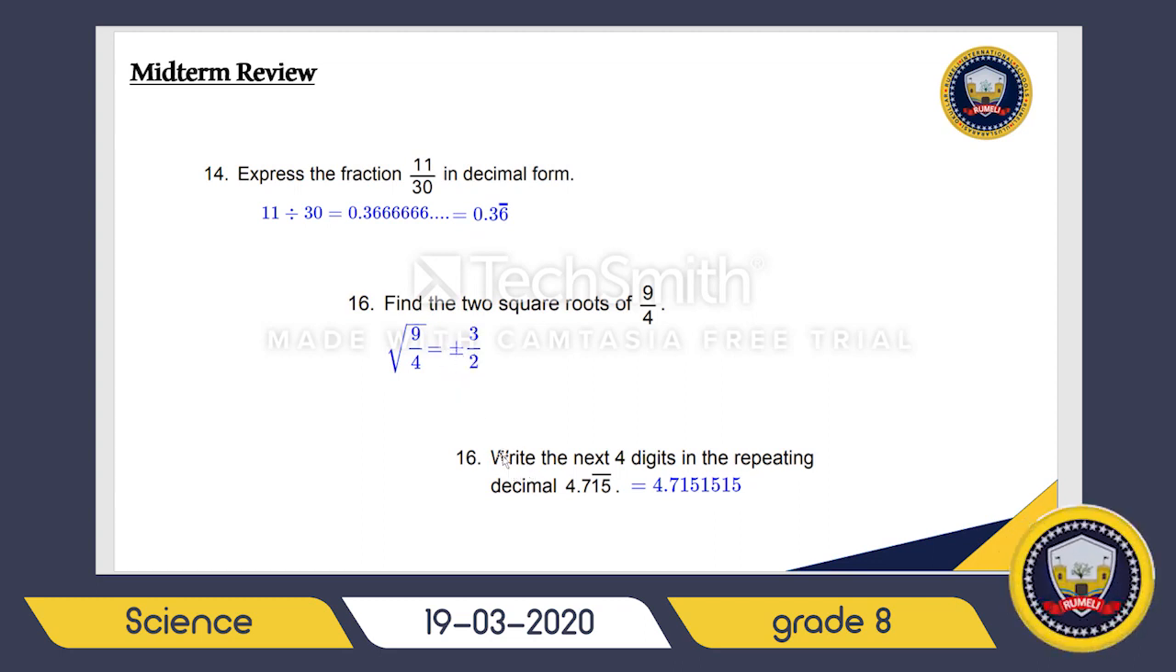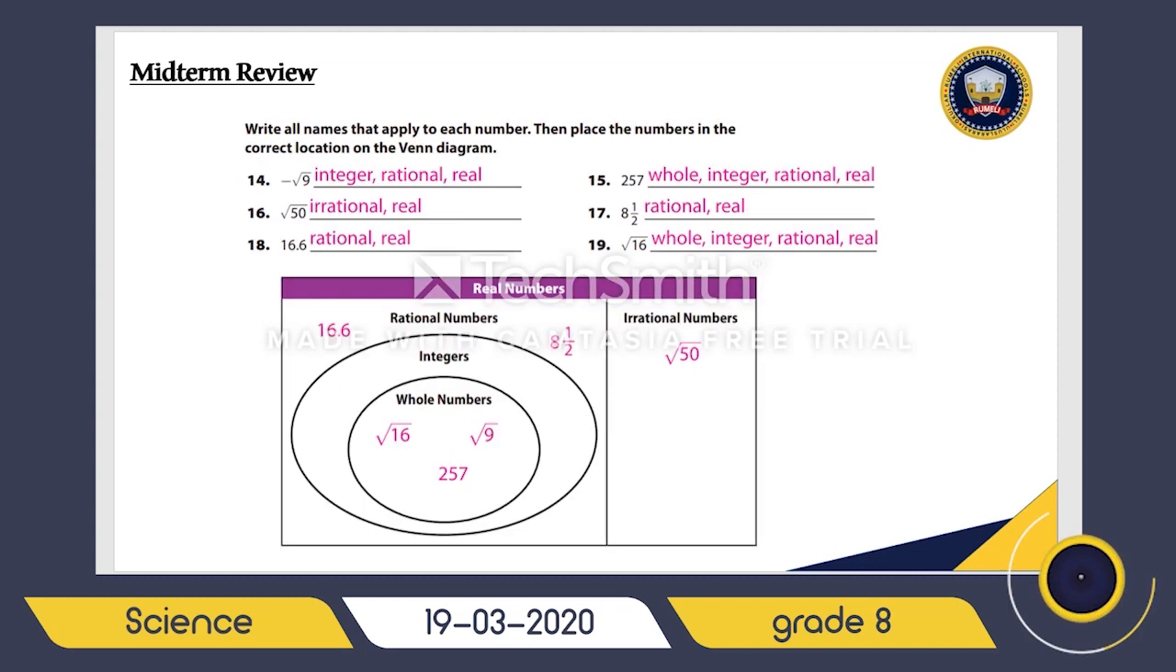Question 16. Write the next four digits in the repeating decimal of 4.715 bar. That's so easy. Since I have a bar above 15, this means that the number 15 is repeated. And the question asks for the next four digits after the 15, so it will be 1515. Clear?